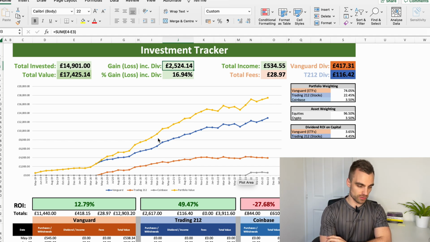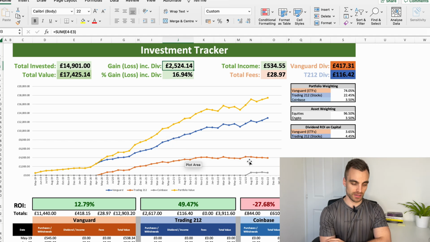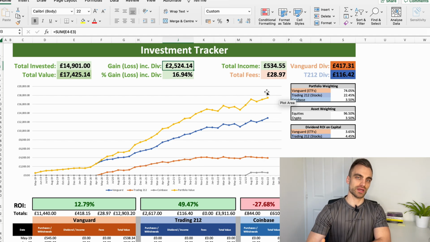And you can see the growth of all of these portfolios here over time, and you can see since obviously adding the Coinbase one in, it's taken a fairly substantial dip. And then Trading 212 has taken a bit of a dip as well, but you can see the rest of them, and this most important yellow line here has got a nice trend forwards.